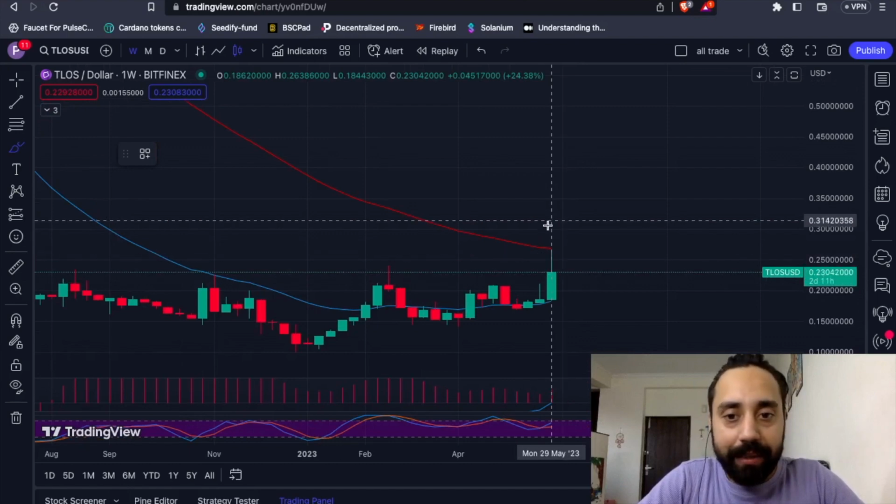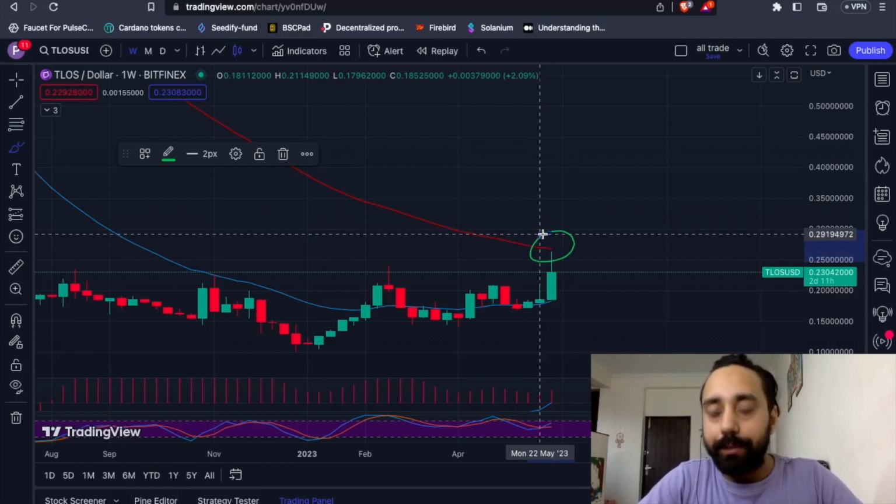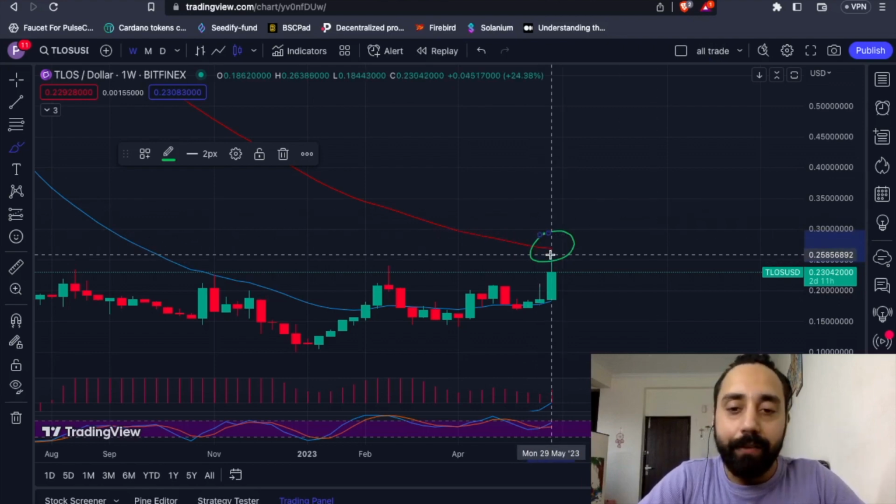If you look at the weekly chart, there is a big resistance waiting for this token. So it has to cross this resistance and then only it will be able to pump.